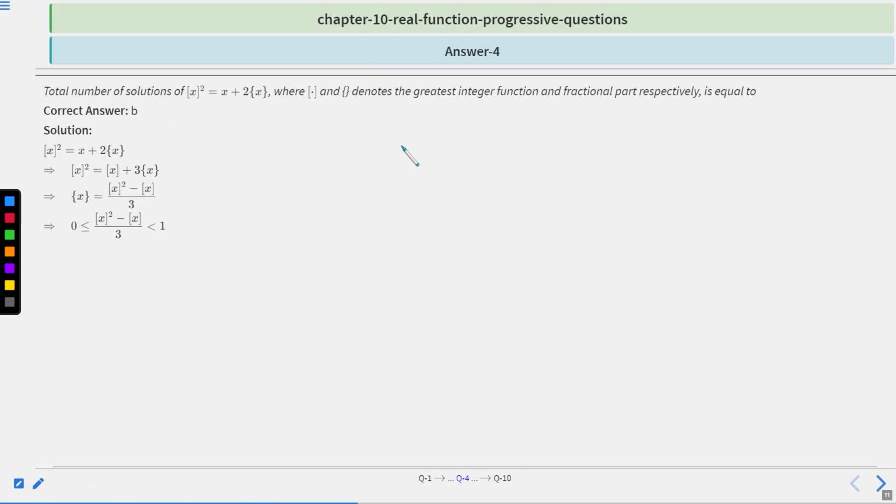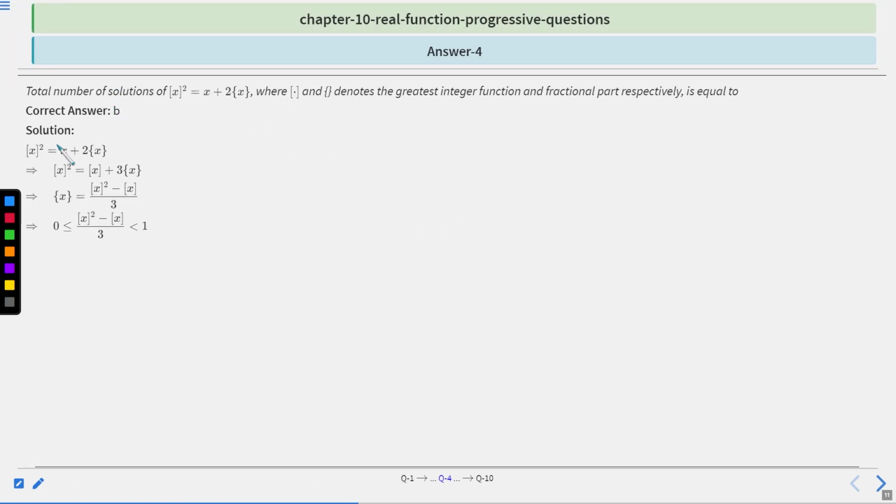Now to the solution part C. Greatest integer function of x square is basically x plus 2 fractional part of x. Now x can be written as x is equal to greatest integer function of x plus fractional part of x, right? So it can be further written as greatest integer function of x plus 3 times fractional part of x, after replacing x with greatest integer function of x plus fractional part of x.